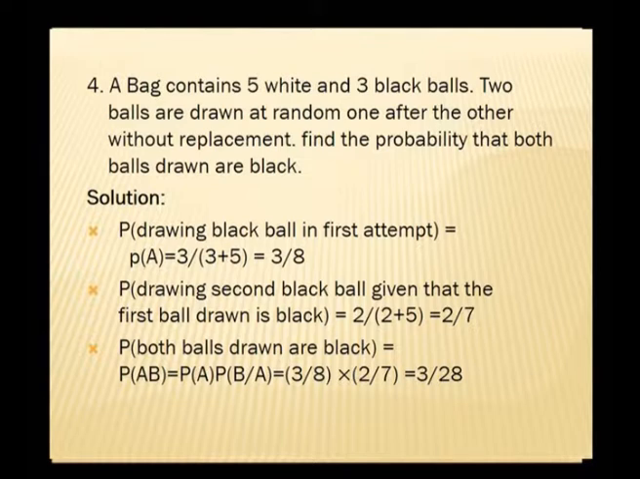Now, the probability that both the balls drawn are black is given by P of A into B. Since both of them are dependent, we can write this by the multiplication theorem. P of AB can be written as P of A into P of B by A. P of A we got to be 3 by 8, P of B by A we got to be 2 by 7. Hence, if we multiply, we get 6 by 8 into 7, that is 56. If you simplify, you get 3 by 28. So, this is the required probability that both the balls drawn are black balls.